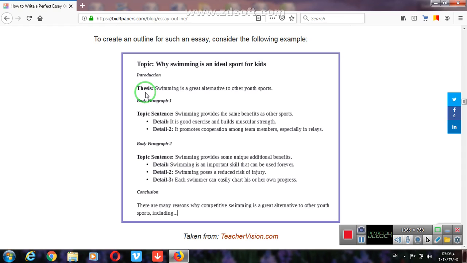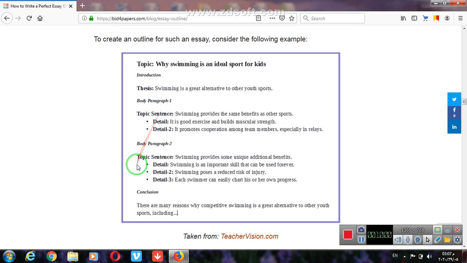Okay, you have to define your topic. Like that, swimming is a great alternative to other youth sports. Okay, you have to define the topic sentence. After you mention it, you have to define it, and later you have to discuss it with much information in writing your persuasive essay, but you just write a sentence about it in the outline to remind you what you are going to write later in the essay.